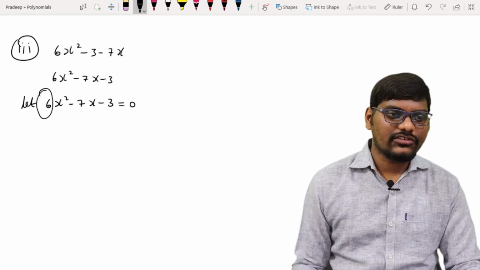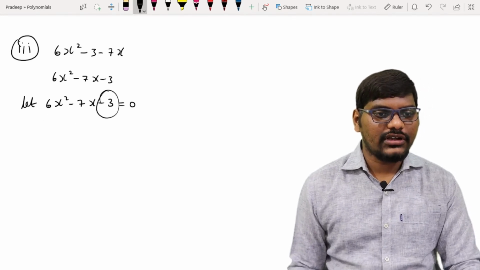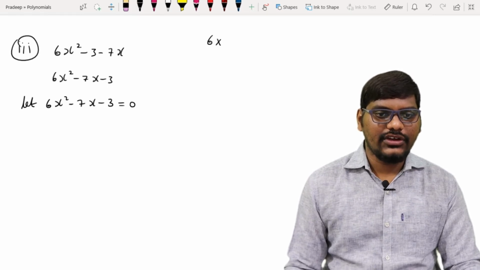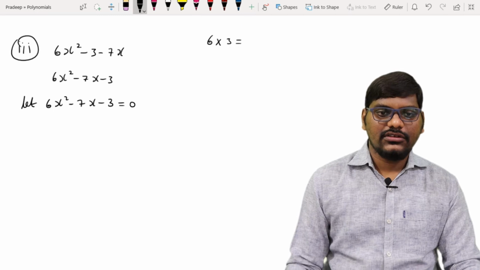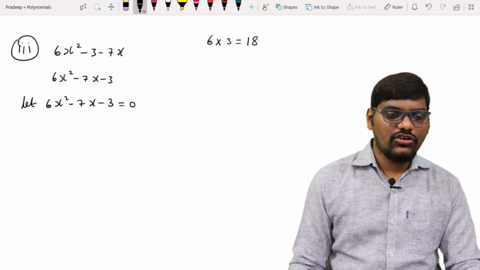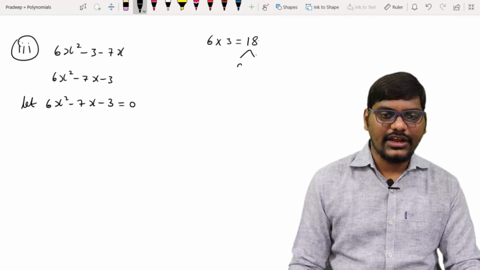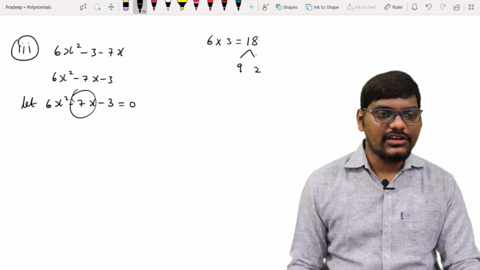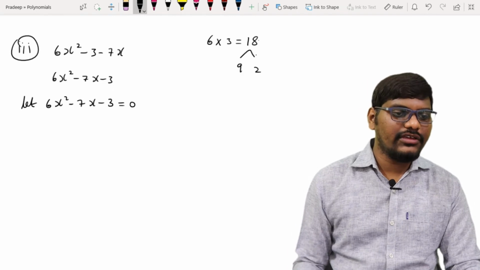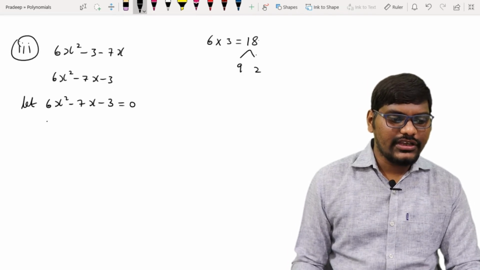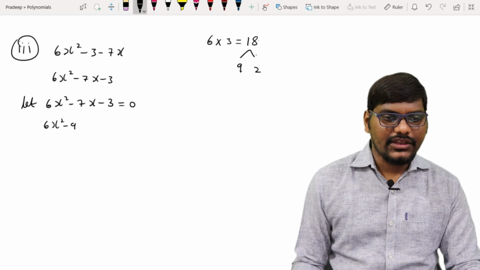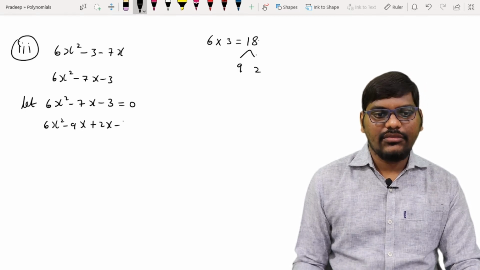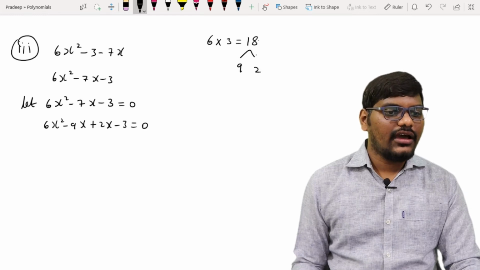So here in this particular equation, the coefficient of x square is a and the constant is minus 3. I can write 6 into 3, that is 18. So 18 in the sense I can simply write 9 into 2. Okay, it is just satisfying the middle term because 9 minus 2 will give us 7. So I can write here 6x square minus 9x plus 2x minus 3 equal to 0. So this is the equation.